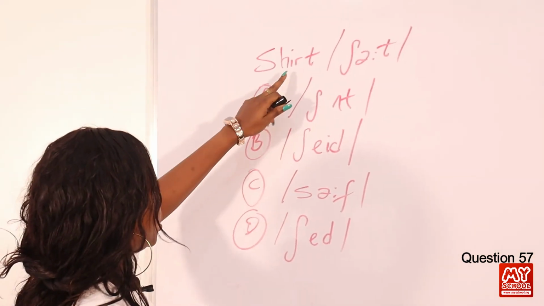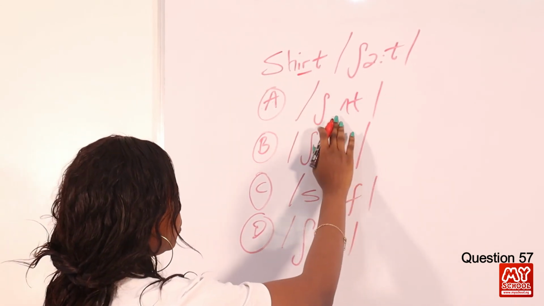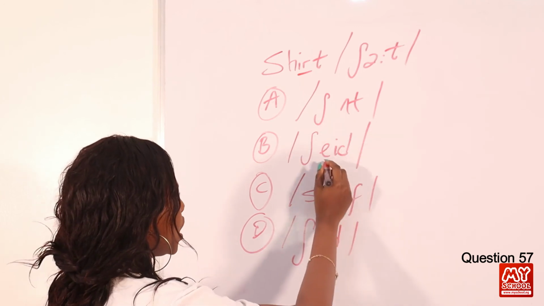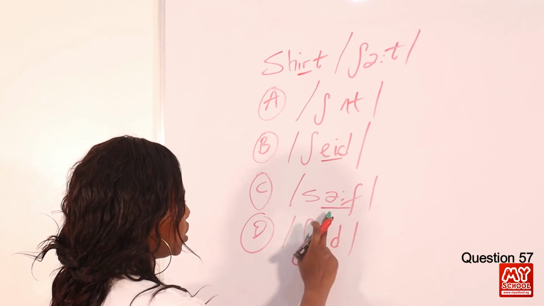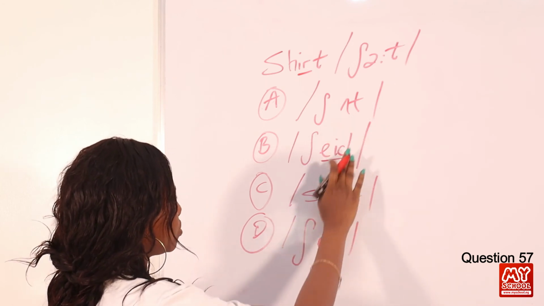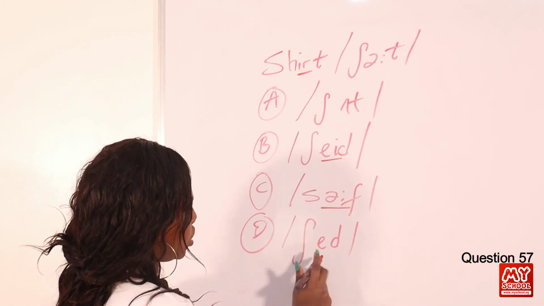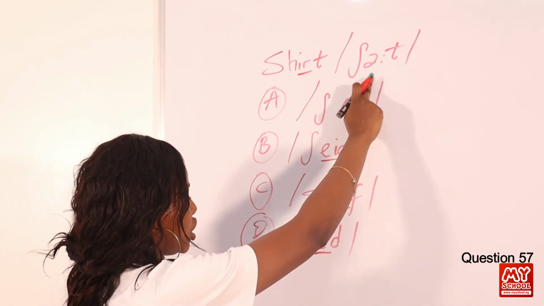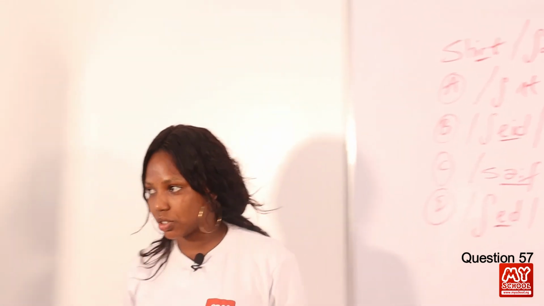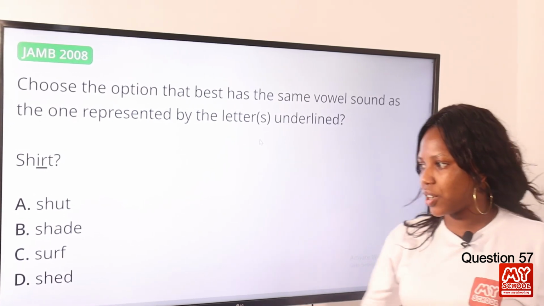Okay, so the word shirt, and we have IR on the line, it is articulated as, and what we have here is a diphthong. Option C, we have the same sound, which is surf. So we have shut, we have shade, we have surf, and we have shed. Okay, so what we have here is the S sound. So this is similar to what we have in the word shirt. Now let's go back to the screen. From the transcription on the board, we can conclude that option C is the correct answer to this question.